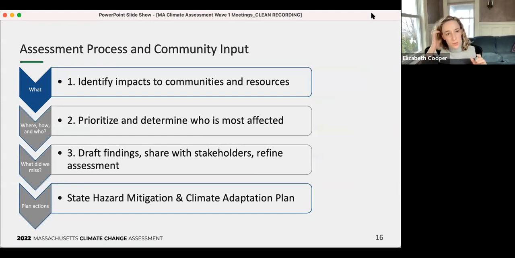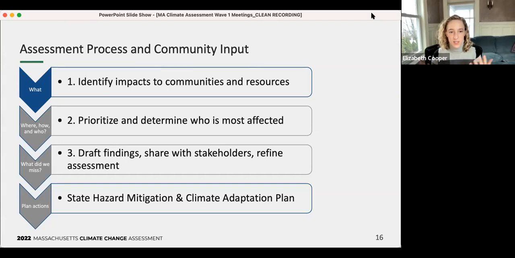What we have recently been working on and will be wrapping up soon is identifying impacts to communities and the common resources that we all rely upon. That's sort of the what. The second phase, upcoming in spring of 2022, looks at the where, how, and who, thinking about how to prioritize which impacts need the most attention, and again, importantly, determining who is most affected and where are those impacts being felt disproportionately.